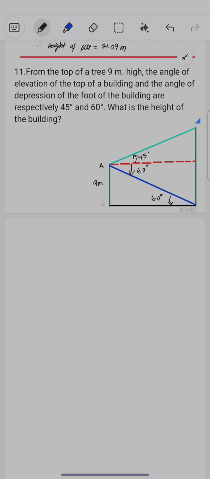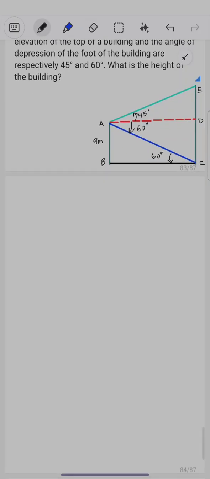Now let's name them A, B, C, D, E. The angle of elevation of the top of the building is 45 degrees, and then the angle of depression is 60 degrees by alternate angle properties. What is the height of the building?